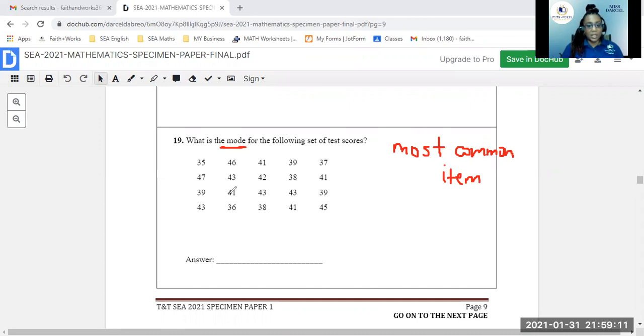So certain things are catching my eye. 41 is catching my eye. So there's 1 41 here, 2, 3, 4. Oh, 4 41s. Hey, I might be done. Wait, I'm seeing more than 4 43s. So let's look at 43. 1 43, 2, 3, 4. Look at that. They both have the same number. So that means there are two modes in this set, 41 and 43. All right, nothing is wrong with having two modes or more than one mode. So that's perfectly normal. So don't panic if you see two modes.